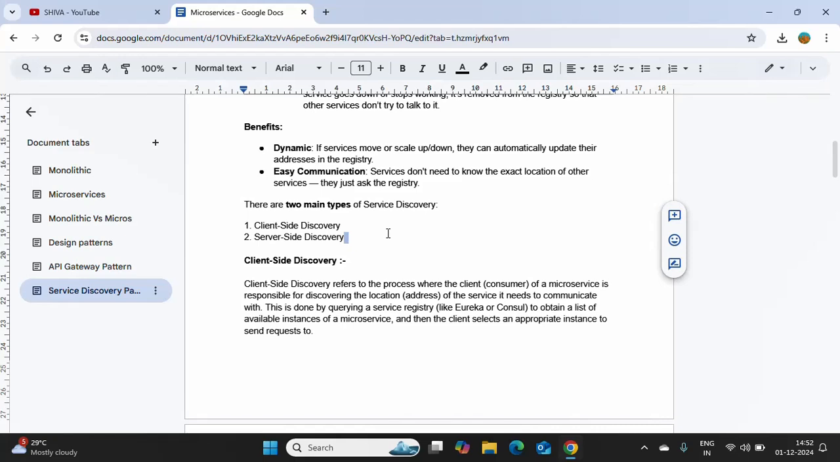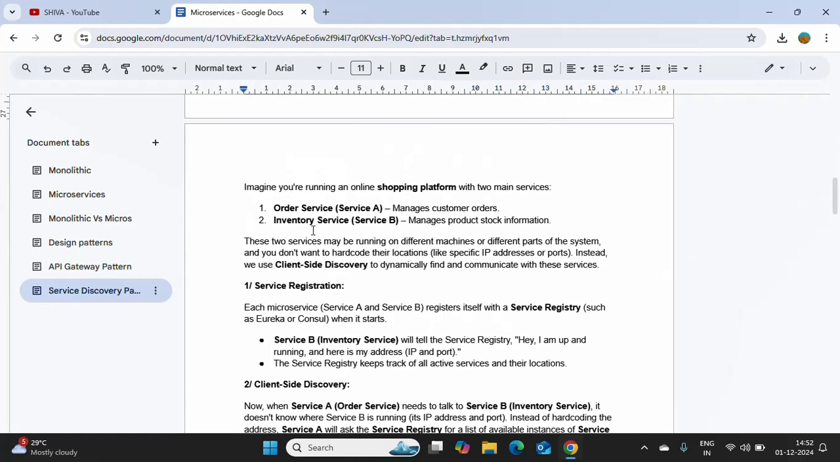The service discovery pattern is used to identify service information dynamically. For example, say you have two services: the order service and the inventory service. If the order service wants to interact with the inventory service, what details do we require? We require the application's IP address and port, because the inventory service is going to run somewhere.